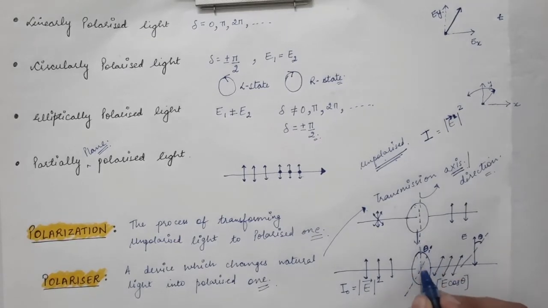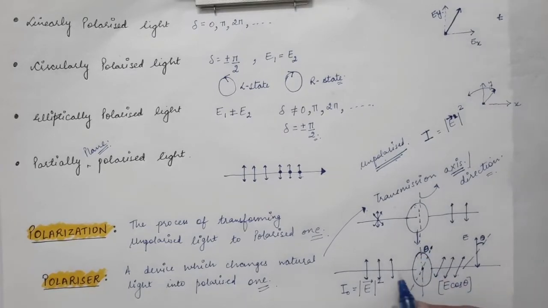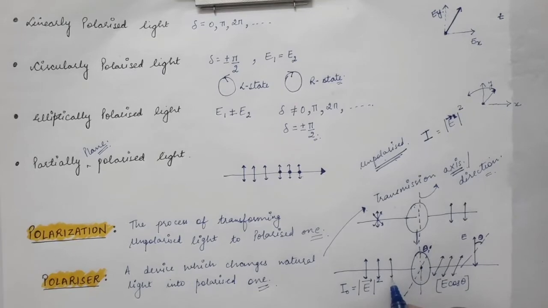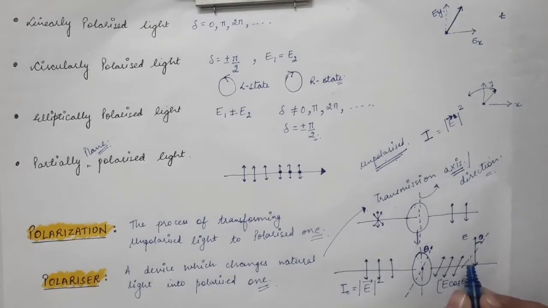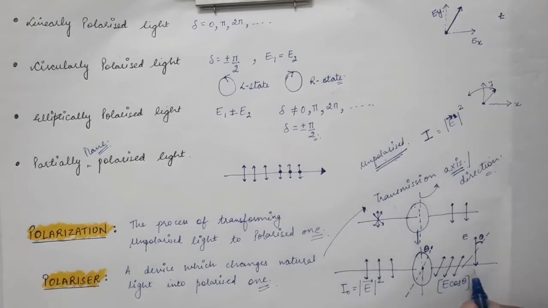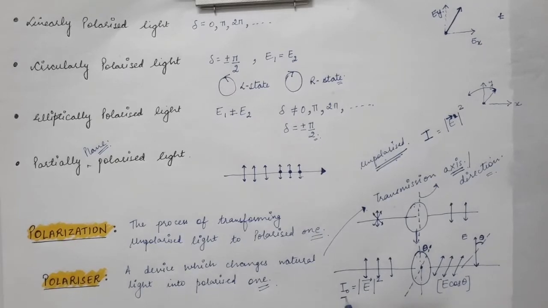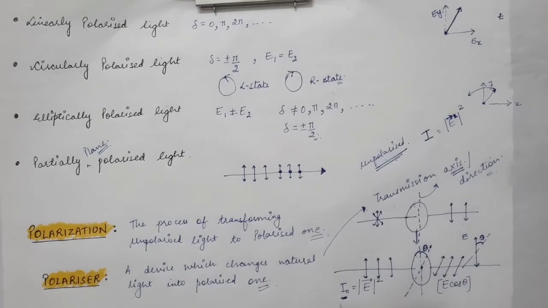And in the first case, when the transmission axis was parallel to the electric field vibrations, the EM wave passed through the polarizer unchanged. So the wave coming out of the polarizer had intensity equal to I0 only, because whatever the EM wave was on the left hand side, the same appeared on the right hand side. So there was no variation in intensity.